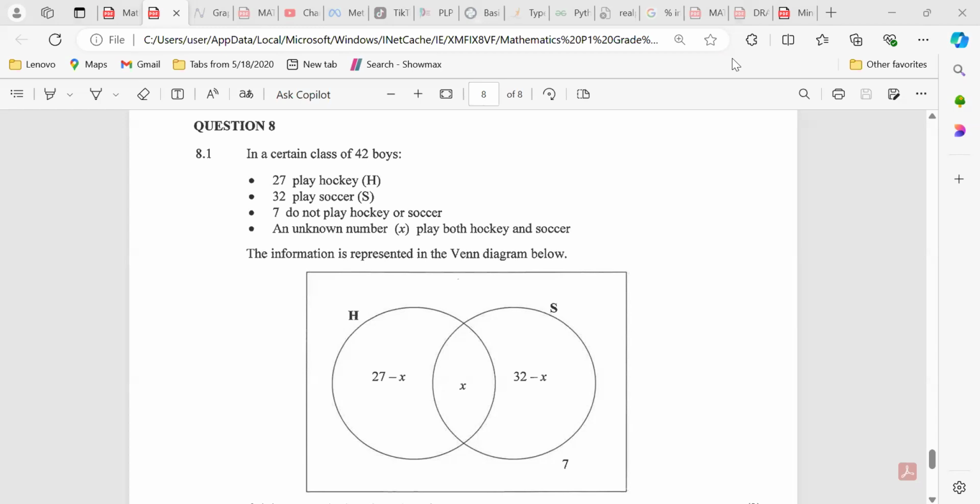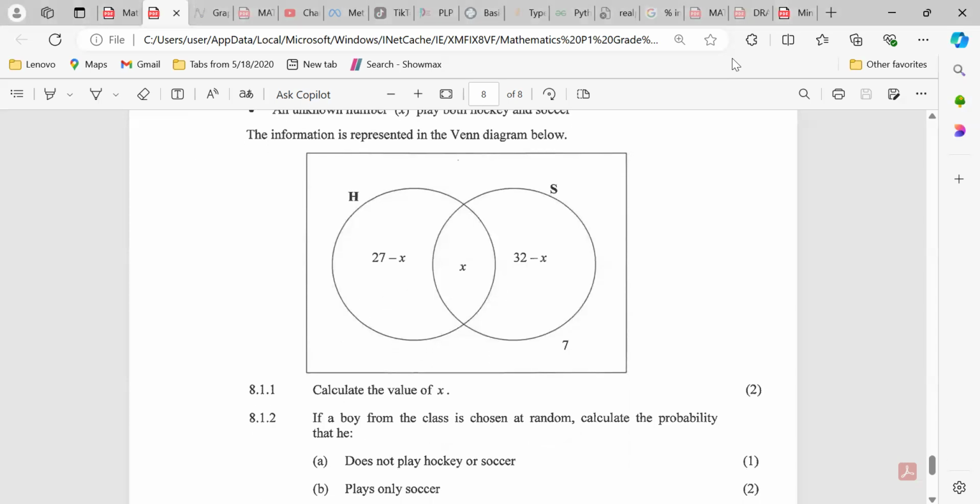But now what do you have? You have event A, which is hockey, not hockey only, hockey. You have event B, which is soccer. And then you have those who don't play anything. We have 7. And then they say, fortunately for us, there's an unknown number of players who play both hockey and soccer. They want to know how many are those people. Calculate the value of people who play both hockey and soccer.